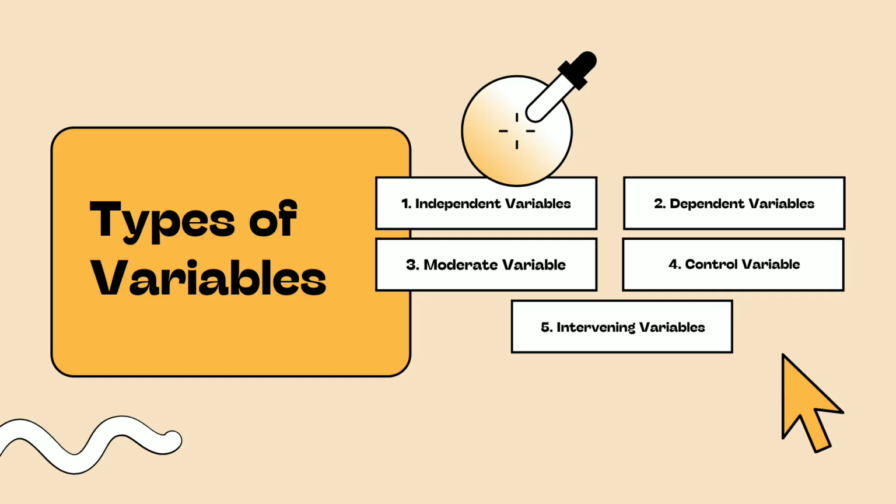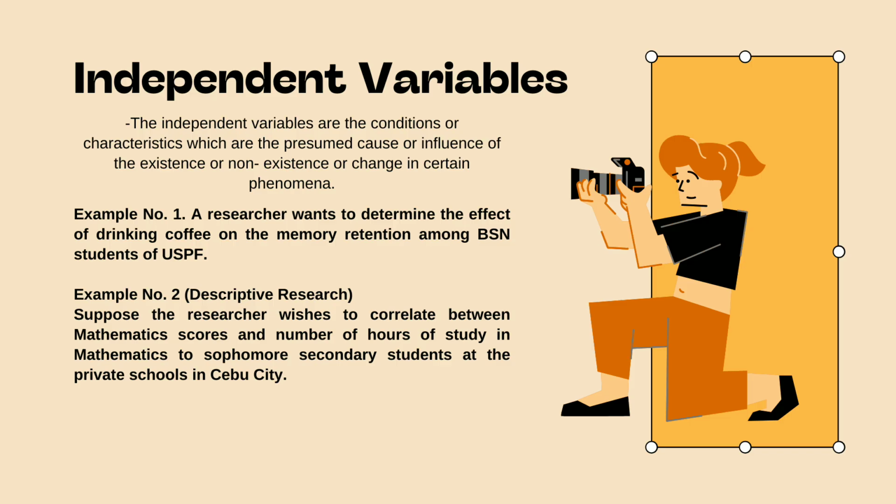Next, types of variables. Variables are not only characteristics but conditions as well which the researcher manipulates, controls, or observes. There are 5 types of variables, namely independent variables, dependent variables, moderate variable, controlled variable, and intervening variables. First is the independent variables. The independent variables are the conditions or characteristics which are the presumed cause or influence of the existence or non-existence or change in certain phenomena.